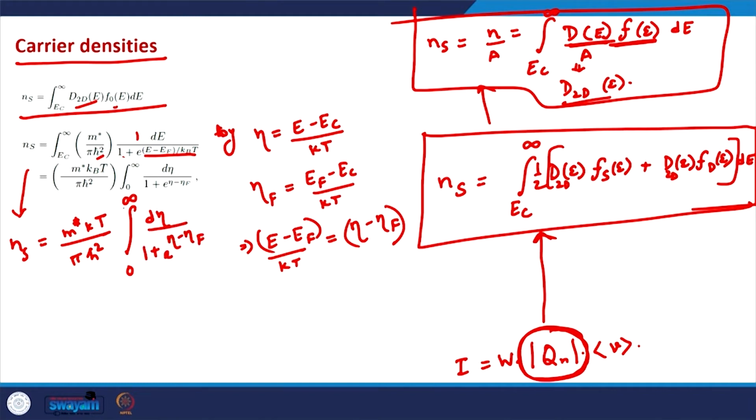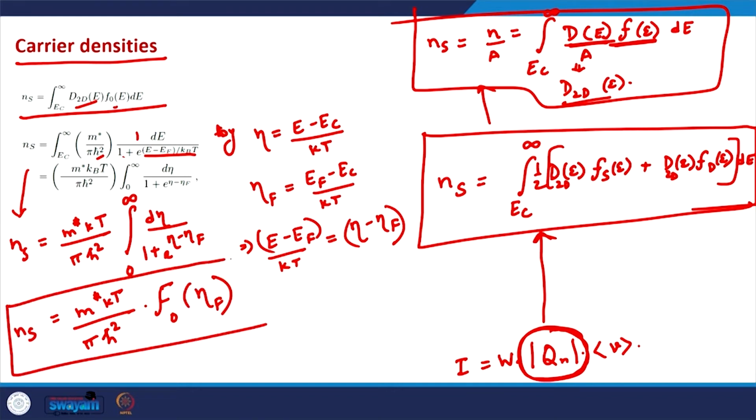And if you remember the form of the Fermi Dirac integral, this is the Fermi Dirac integral of order 0. So, this becomes m star kT over pi h bar square times the Fermi Dirac integral of order 0. So, this is the number of electrons in the channel per unit area, this is the density of electrons in the channel at a finite temperature.